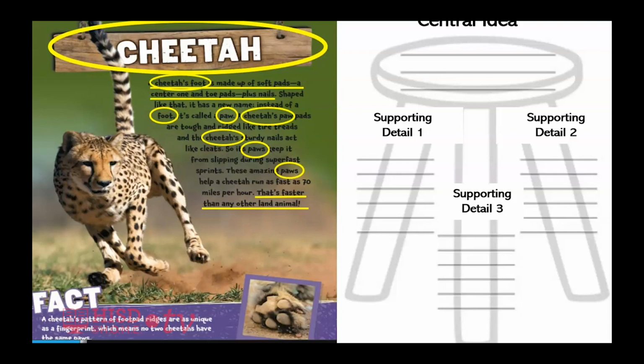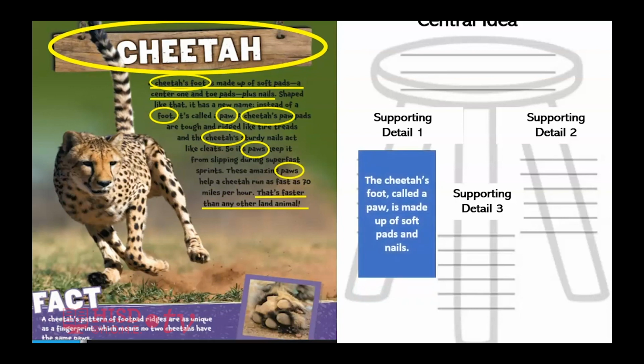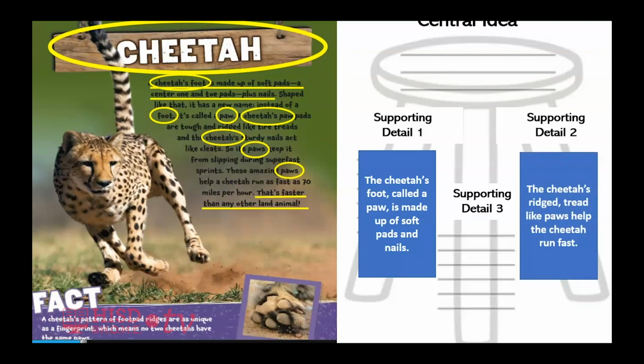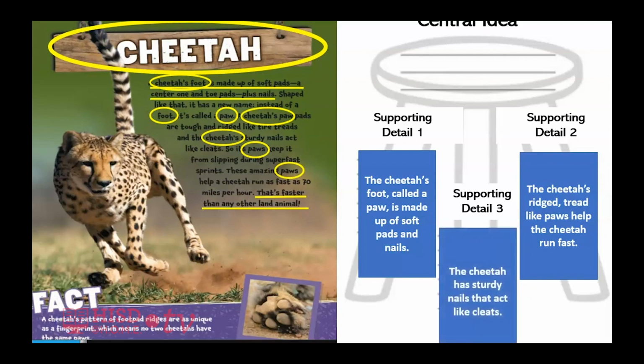Then we're going to move to step 4. Step 4 asks us to decide what the author thinks is most important, the details, and compose a central idea statement. So let's look for supporting detail 1. Supporting detail 1, the cheetah's foot, called a paw, is made up of soft pads and nails. Supporting detail 2, the cheetah's ridged tread-like paws help the cheetah run faster. And supporting detail 3, the cheetah has sturdy nails that act like cleats.